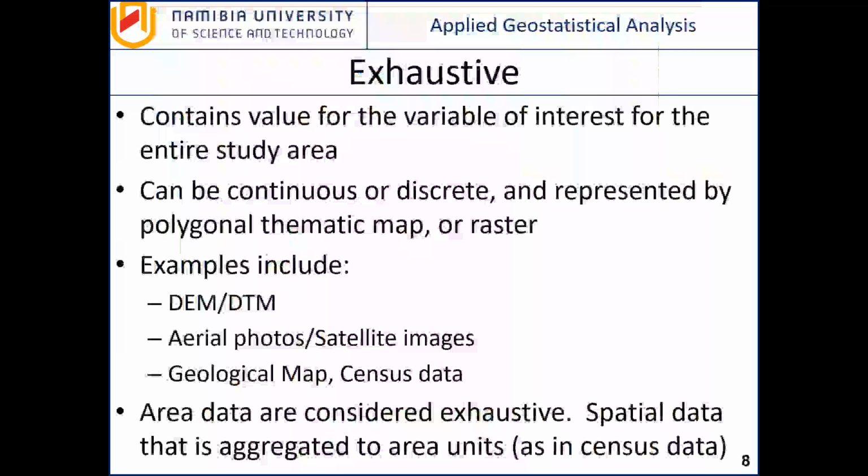Okay. And then the last one is exhaustive, which can be assimilated with raster data, and contains a value for the variable of interest for the entire study area. So as it is a grid, as the raster does, it can be continuous or discrete. Remember the R tutorial, it can also fit into this type of data. Examples include DEMs, aerial photos, or sometimes even some census data after interpolation.